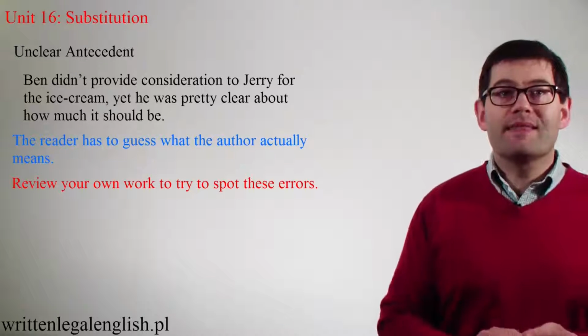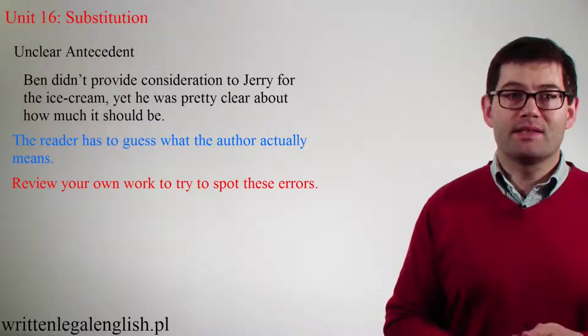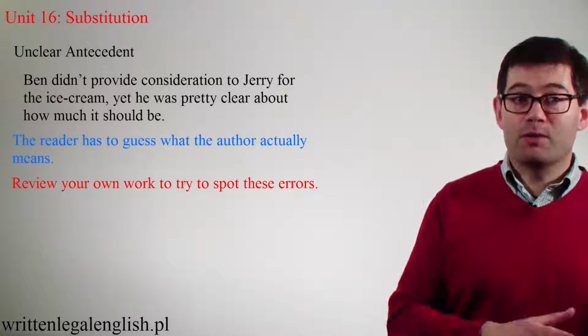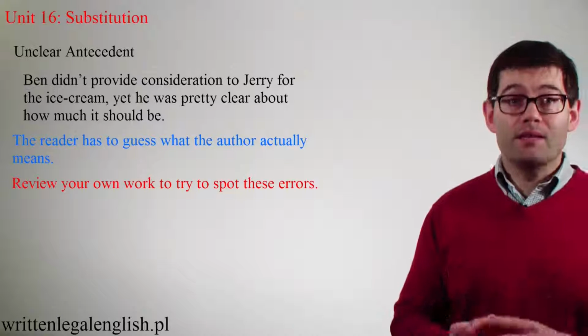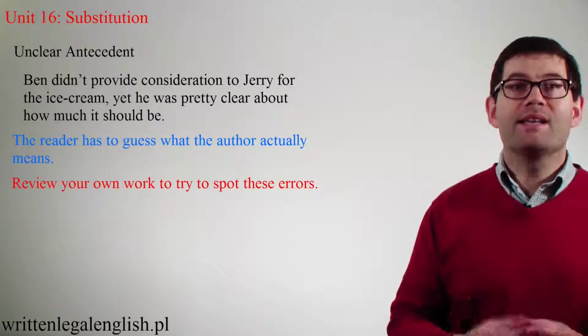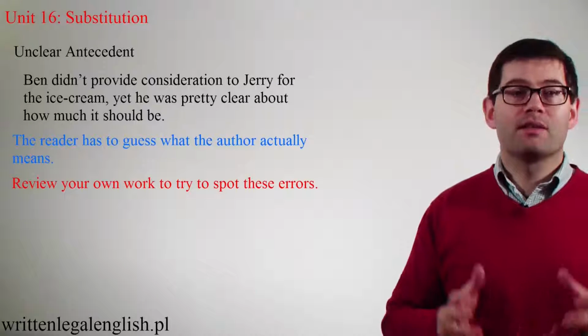It's worth noticing that there is another possible unclear antecedent in the second clause, which is "it". This could refer to either the direct object, which is consideration, or the indirect object, which is ice cream. However, the context here is quite clear that it refers to the direct object, consideration.